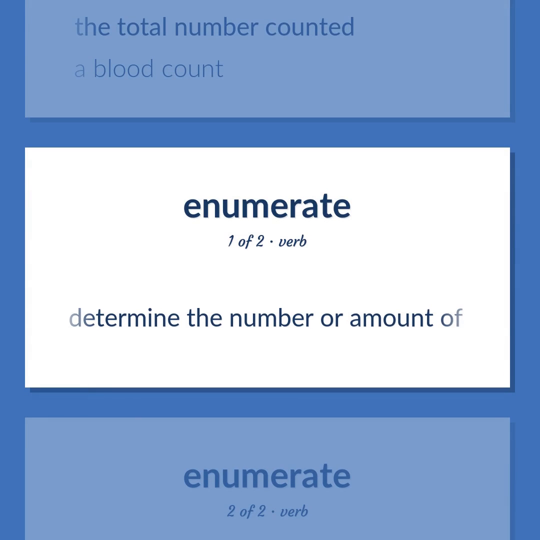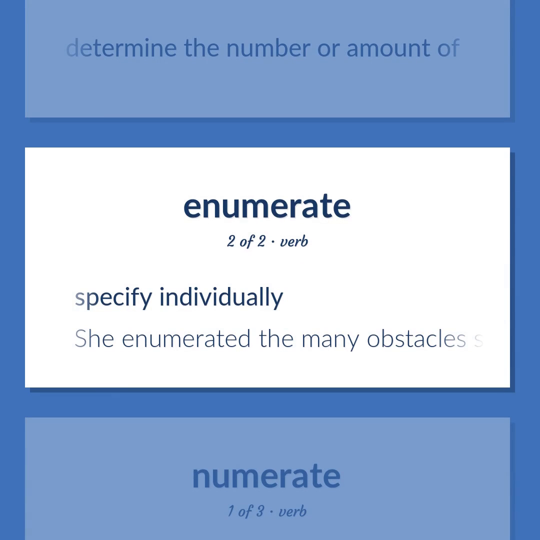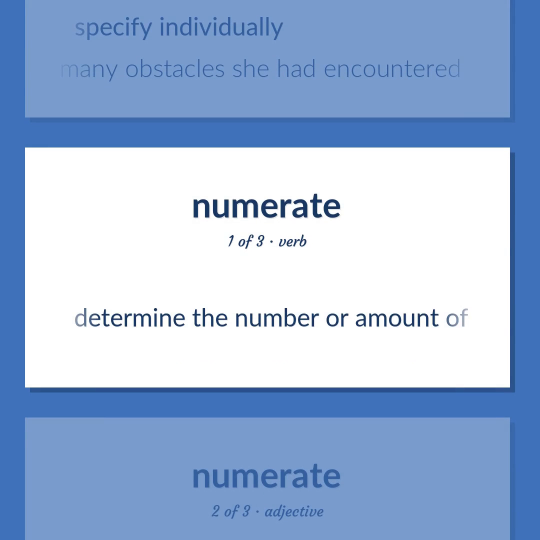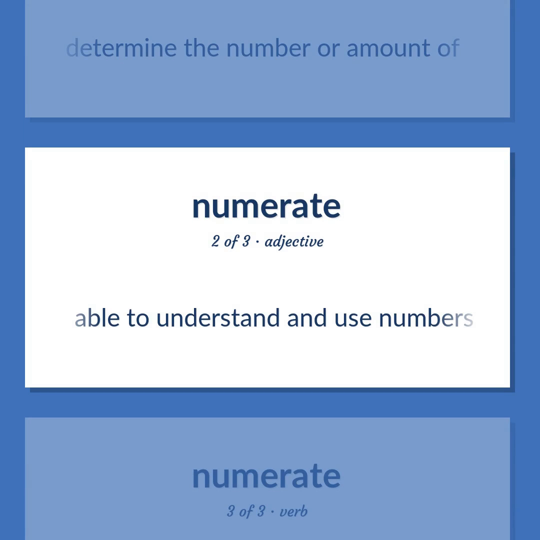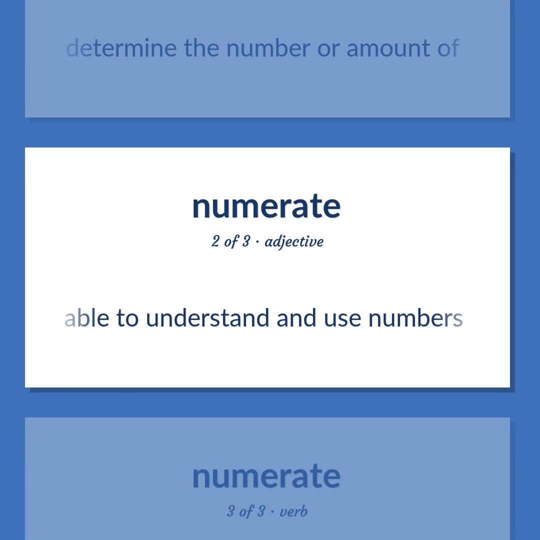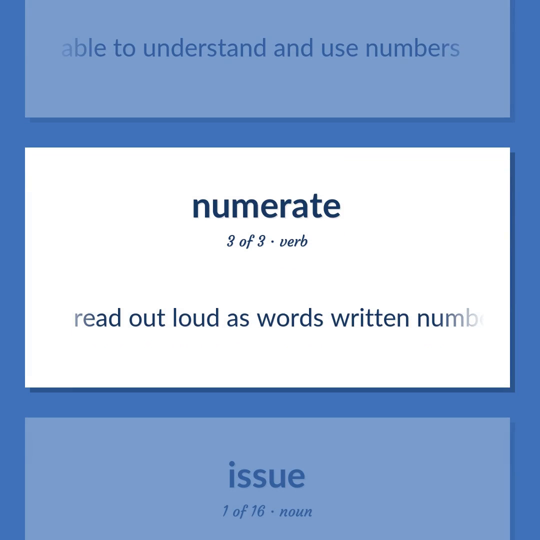Determine the number or amount of. Specify individually. She enumerated the many obstacles she had encountered. Determine the number or amount of. Able to understand and use numbers. Read out loud as words written numbers.